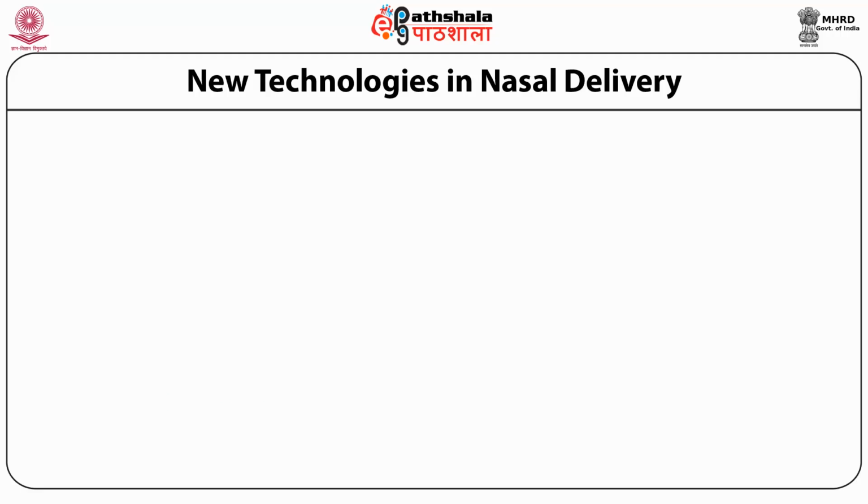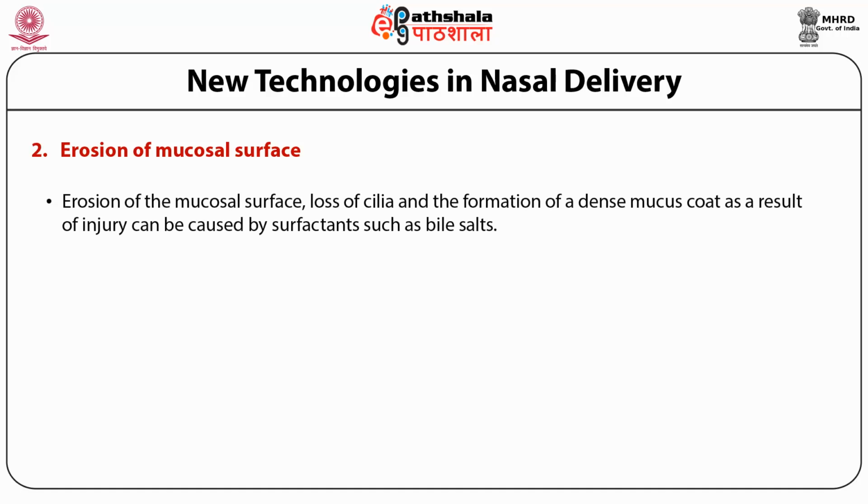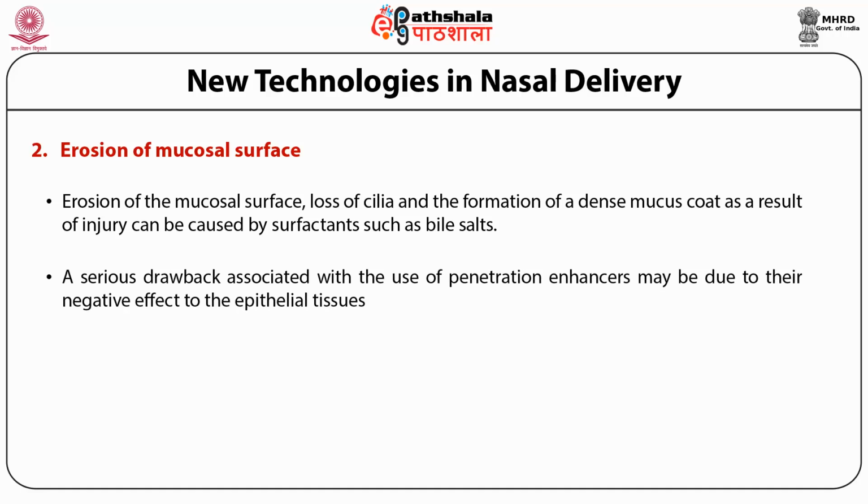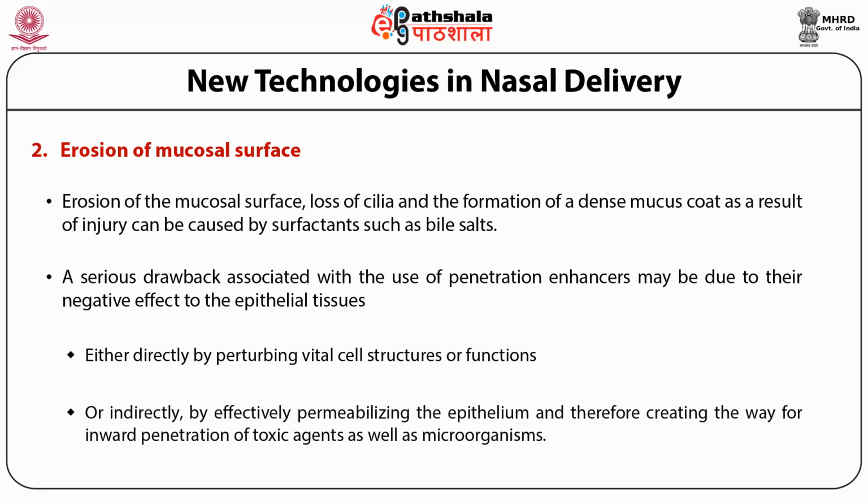There is another technique, referred to as the erosion of the mucosal surface, which can be very successfully employed for delivery of the drug transnasally. Erosion of the mucosal surface, loss of cilia, and the formation of a dense mucus coat as a result of injury can be caused by surfactants such as bile salts. A serious drawback associated with the use of penetration enhancers may be their negative effect on the epithelial tissues, either directly by perturbing the vital cell structures or functions, or indirectly by permeabilizing the epithelium and therefore creating a way for inward penetration of toxic agents as well as microorganisms.